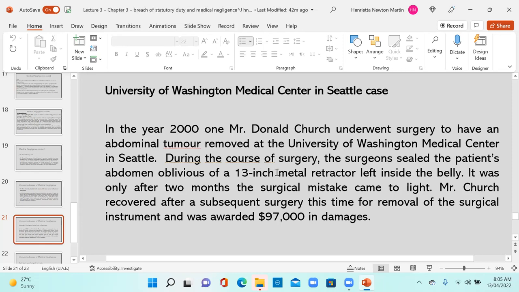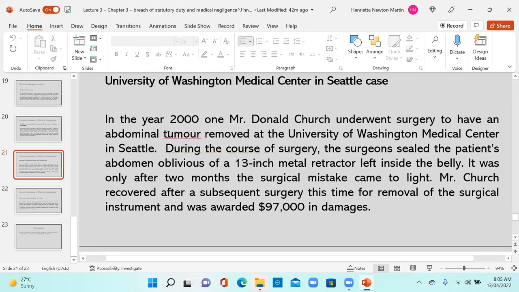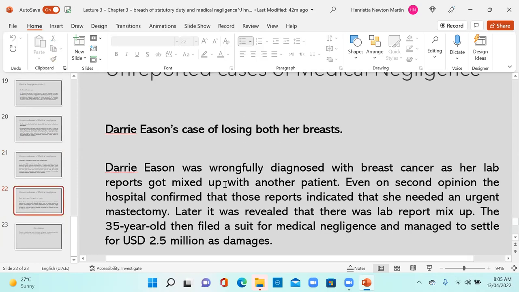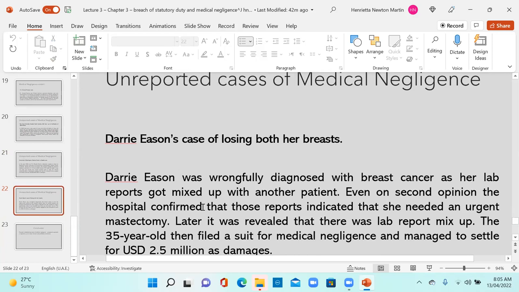It was only after 2 months that the surgical mistake came to light, when Mr. Church started complaining of stomachache and so on. Only after 2 months of the surgery, they realized there was a surgical instrument in his stomach. So Mr. Church was operated on again, it was removed, and long story short, he recovered after a subsequent surgery, this time for removal of the surgical instrument. And of course, he raised a complaint, and then he was awarded $97,000 in US dollars in damages.